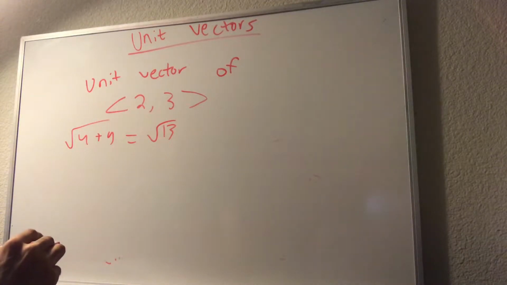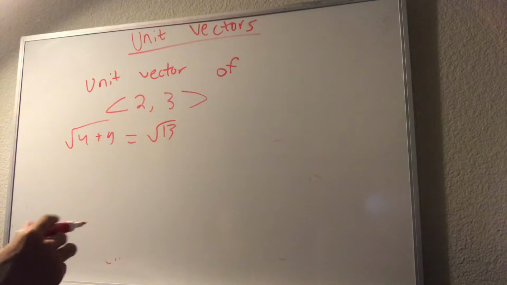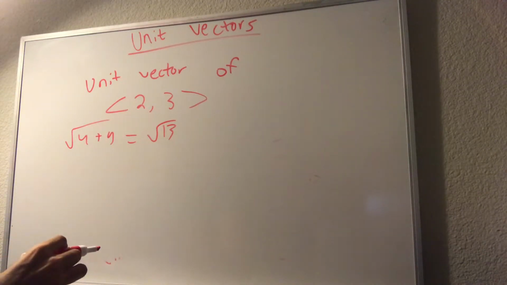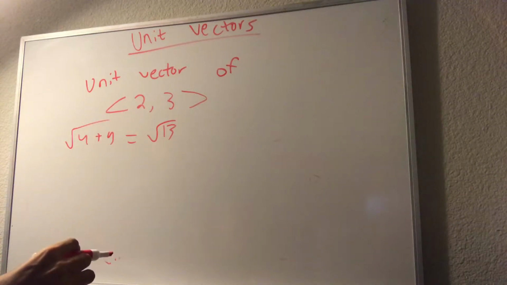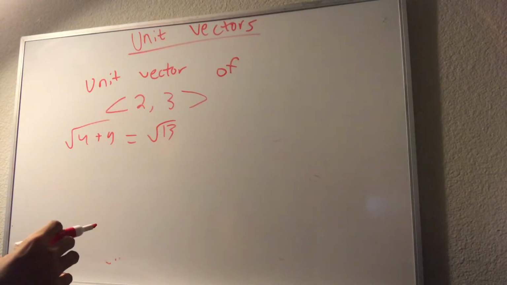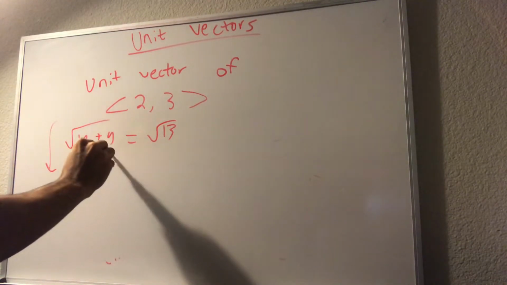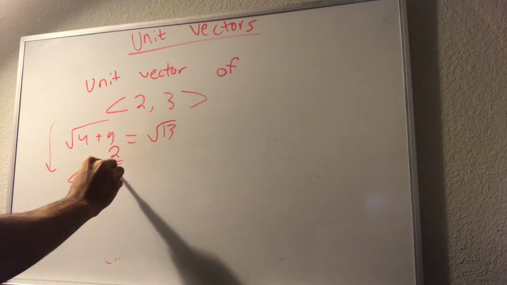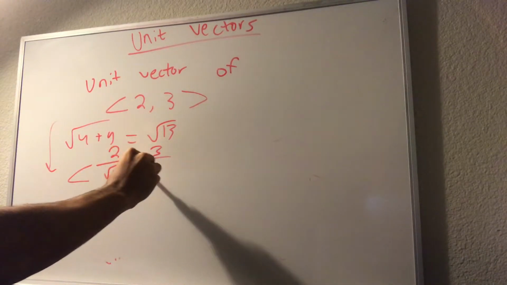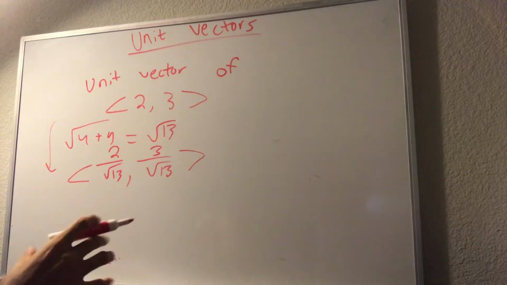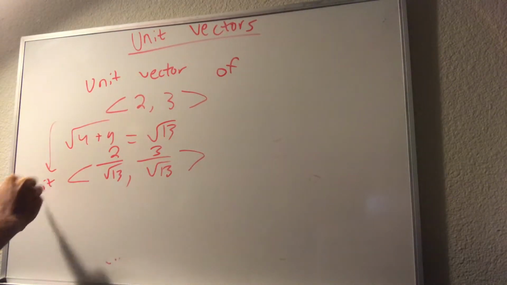And what we're doing to find the unit vector, we know the horizontal component in this one is 2, the vertical component is 3. We're dividing each component, the vertical as well as the horizontal, by the magnitude. So in this case that would be 2 divided by root 13, comma 3 divided by root 13, right? And so this is your unit vector really, because we're just labeling the unit vector.